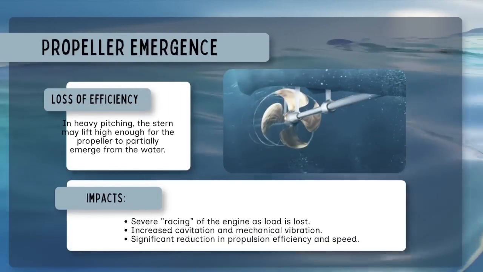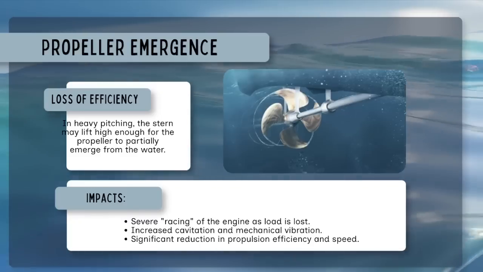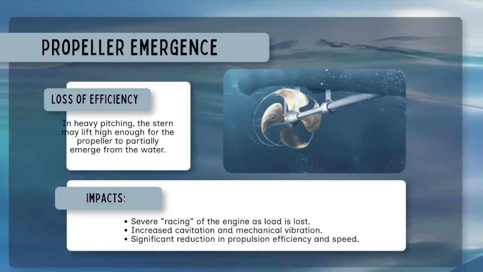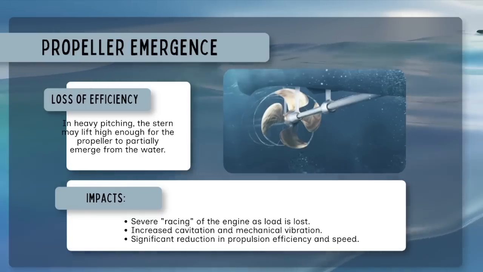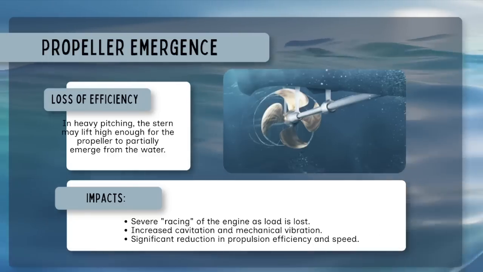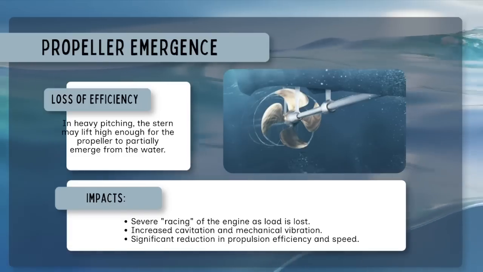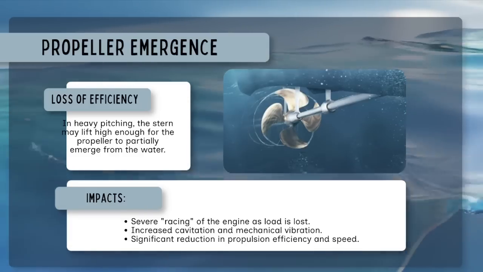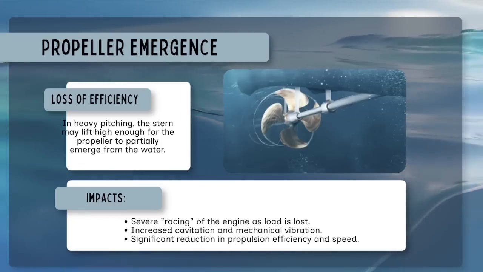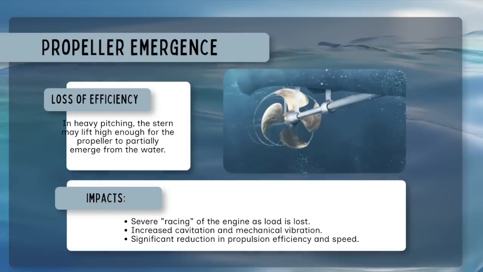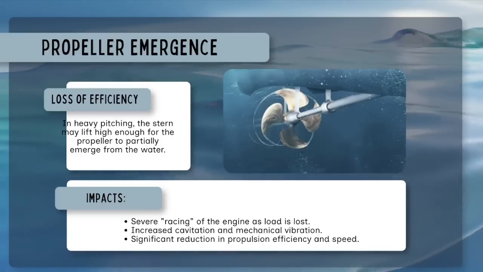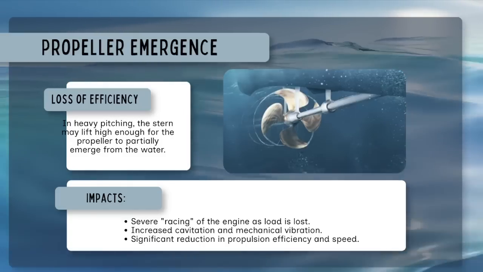There is also what we call propeller emergence. This is the loss of efficiency. In heavy pitching, the stern may lift high enough for the propeller to partially emerge from the water. This may cause different effects: severe racing of the engine as load is lost, increased cavitation and mechanical vibrations, and lastly, a significant reduction in propulsion efficiency and speed.